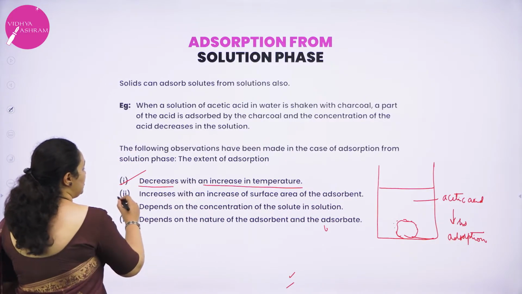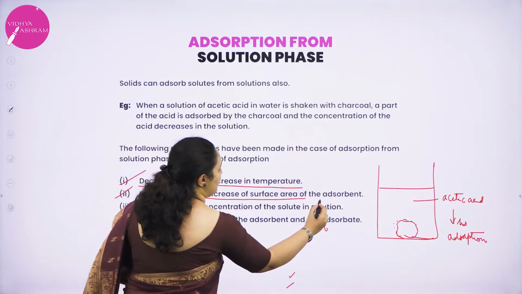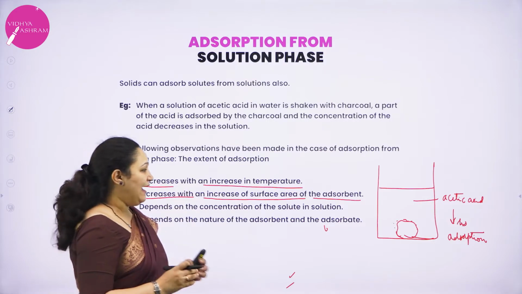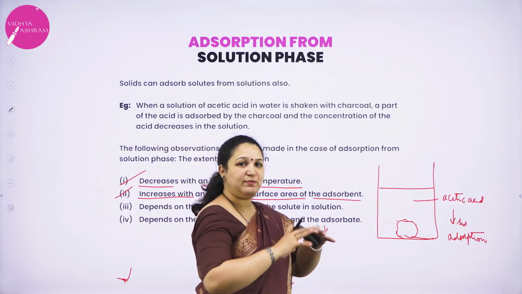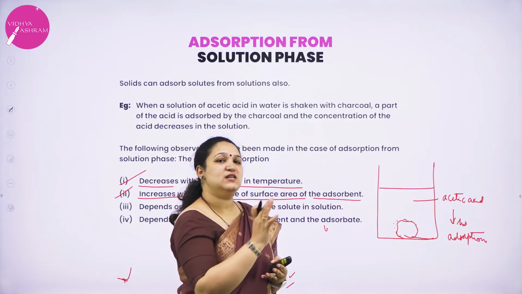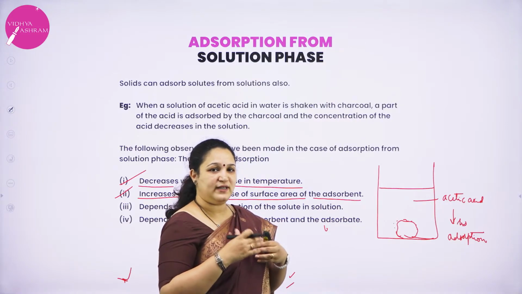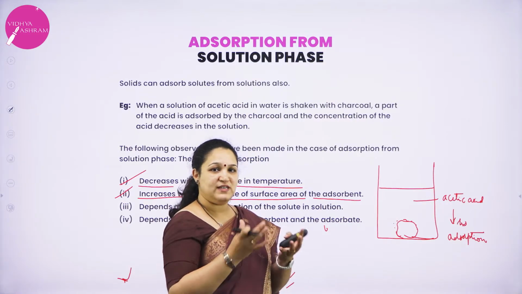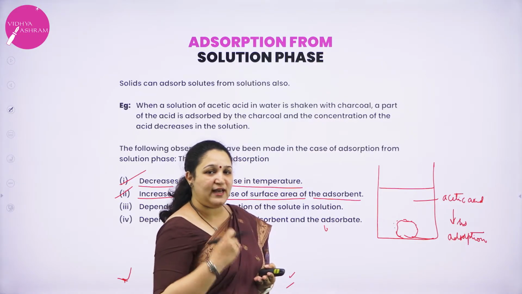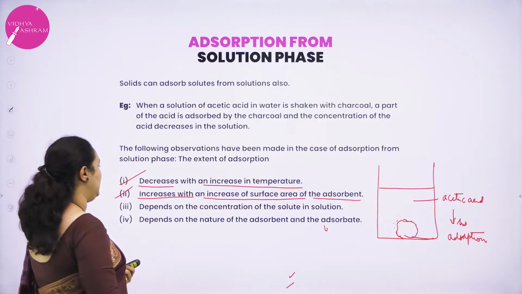The second observation which was made was that adsorption increases with an increase in the surface area of the adsorbent. That means if I add more activated charcoal, I am giving more surface area. When I have given more surface area, the adsorption process increased. That is, when the adsorbent quantity or the surface area was increased, the extent of adsorption also increased. That's the second observation which they made.